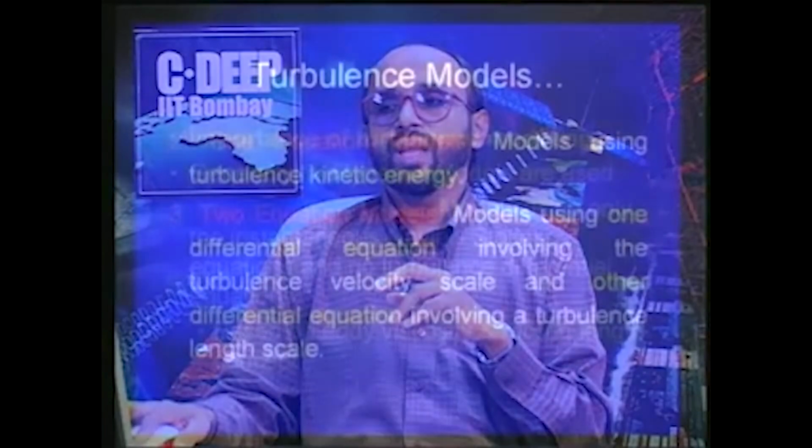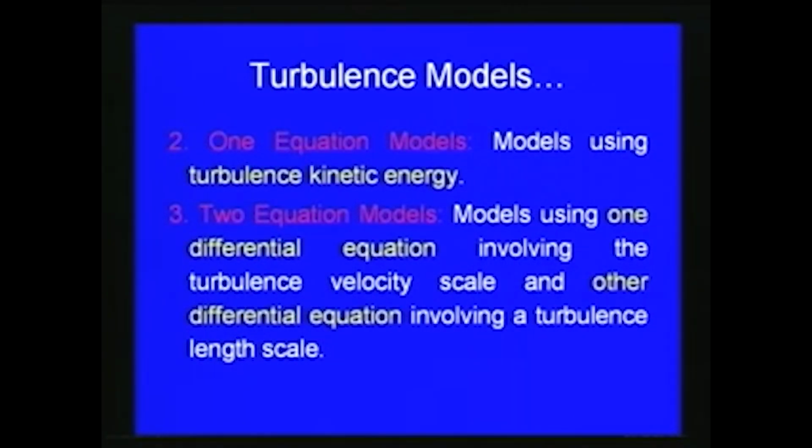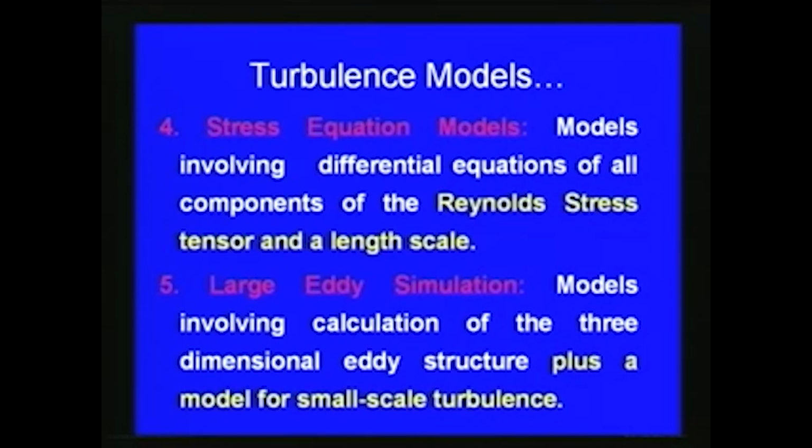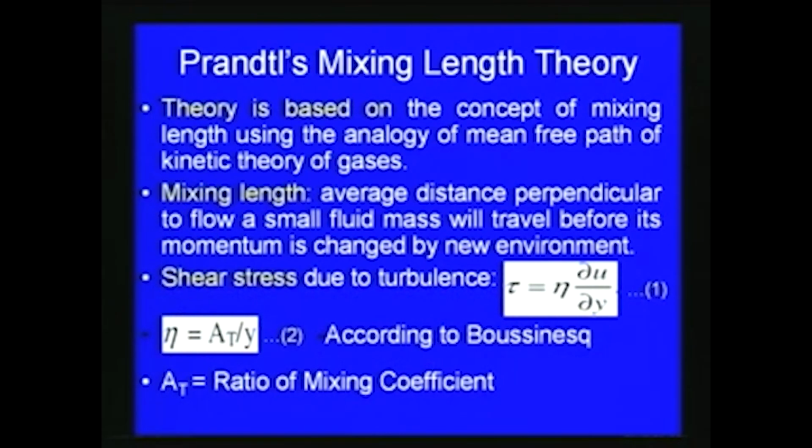We have discussed 5 models for turbulent flow simulations. The first one is the zero equation models, which we saw last time, the second is the 1 equation model, the third is 2 equation models, the fourth is stress equation models, and the fifth is large eddy simulation models. Now, out of these 5 models, which are generally used, which is available in literature.